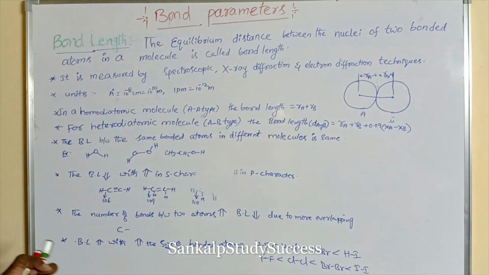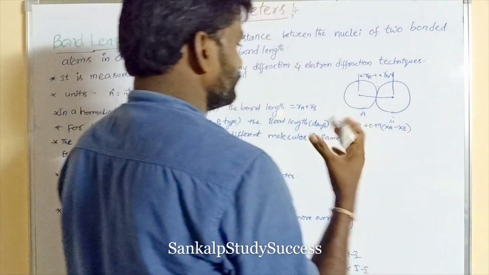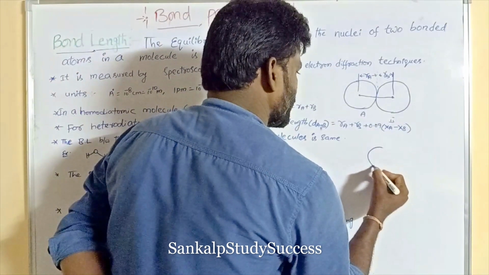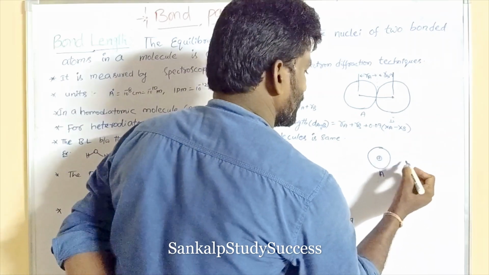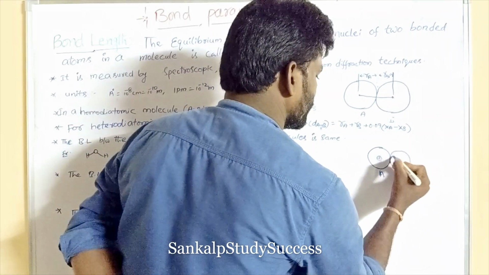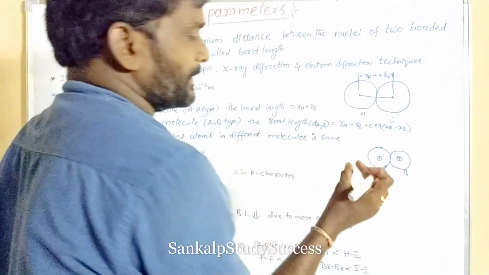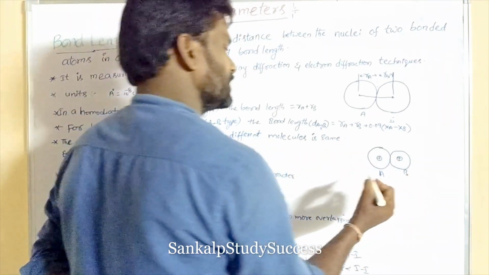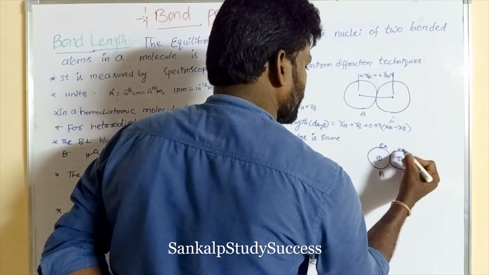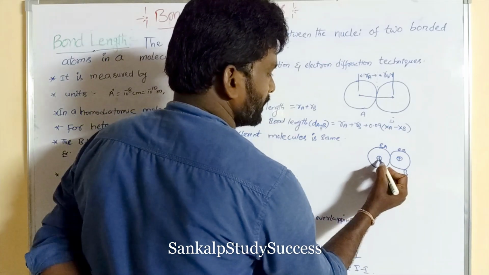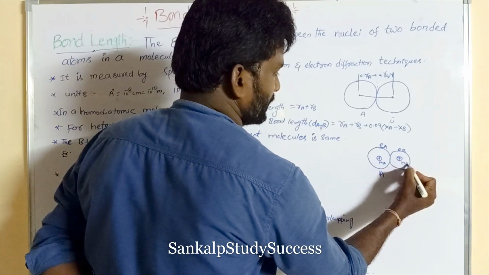What is bond length? So listen to me. This is an atom, A atom. Its nucleus has a positive charge, and this is the B atom. Its nucleus is also positive. When these two atoms come closer, its electron we can say EA, and its electron we can say EB. The nucleus of A is said to be NA, and the nucleus of B is said to be NB.